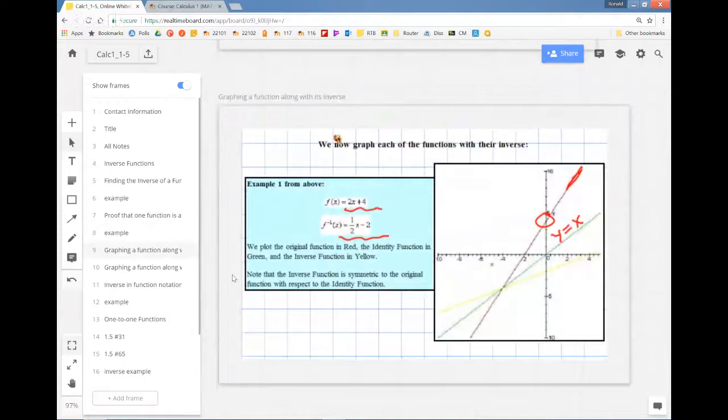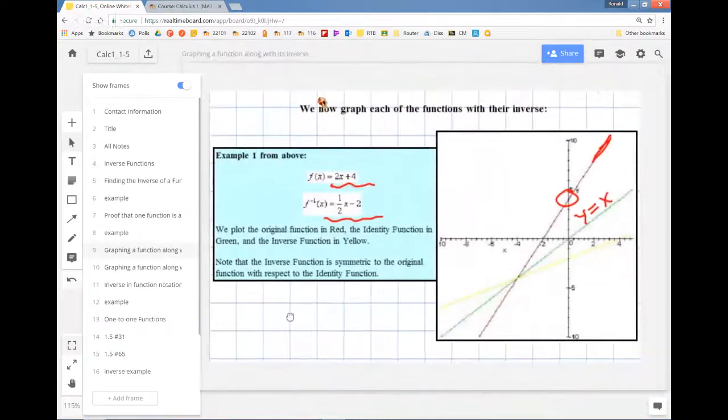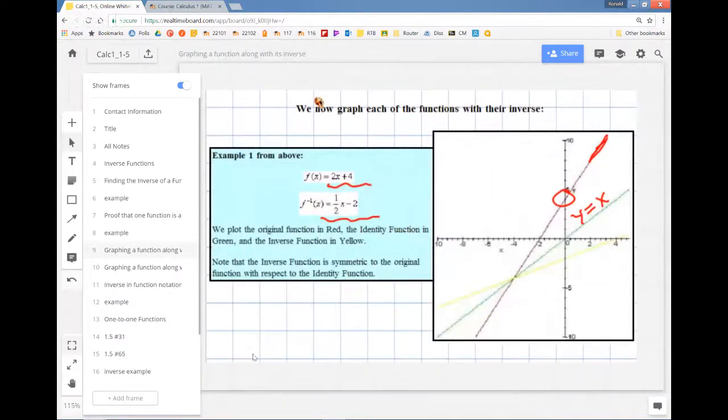So something really cool about inverses. Here are those same two we did in the beginning. The original function was y equals 2x plus 4. Its inverse, as we showed twice already, is 1/2 x minus 2.